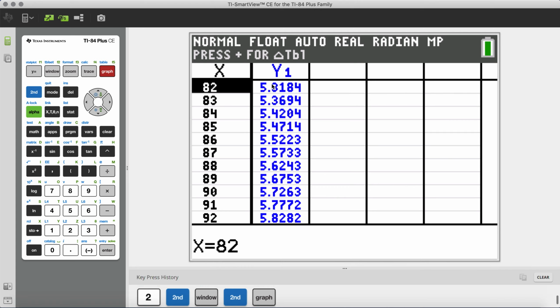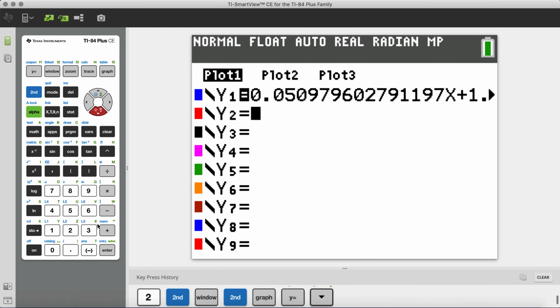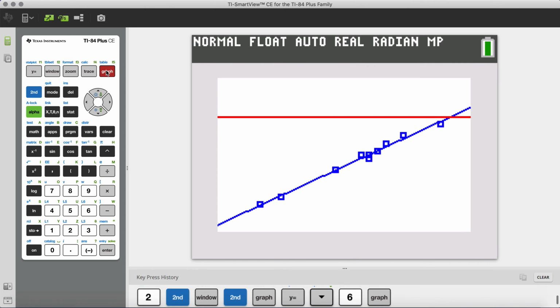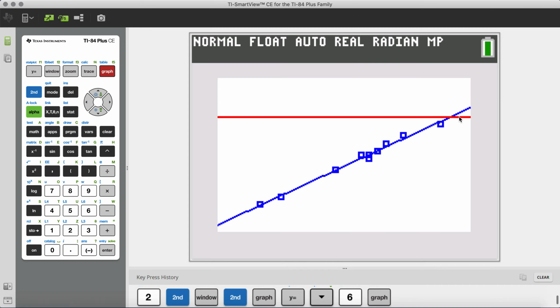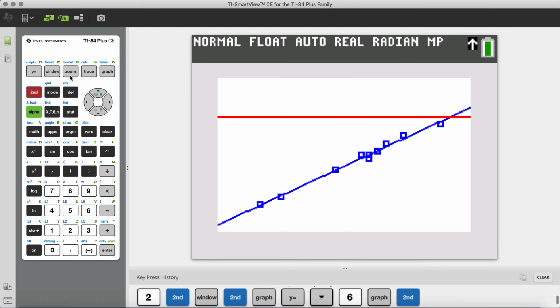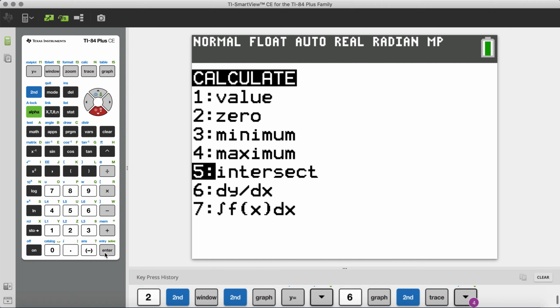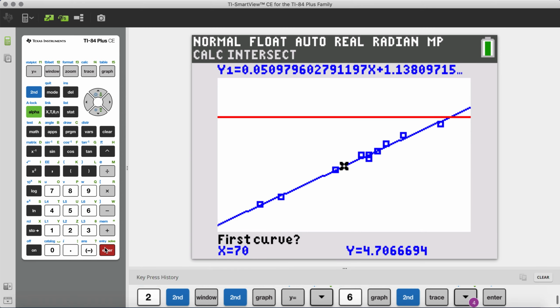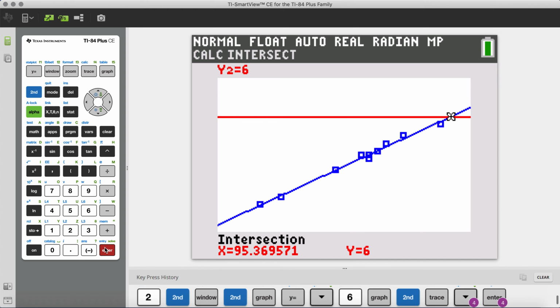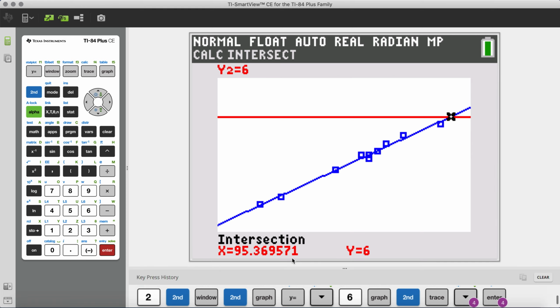So letter C says, using your equation, what is the value of x if y is equal to 6? So it gives us a y. It tells us that it's 6. We're going to put that into y2, and we're going to click graph again. Luckily, I opened up my window just enough that I could see this value where it's going to cross. So then I could go second trace, and I can go intersect. There's only 2 curves, so y1, y2. There it is. So where does my linear regression equal 6? It equals 6 at 95.37. Okay, so that's how we would do letter C.